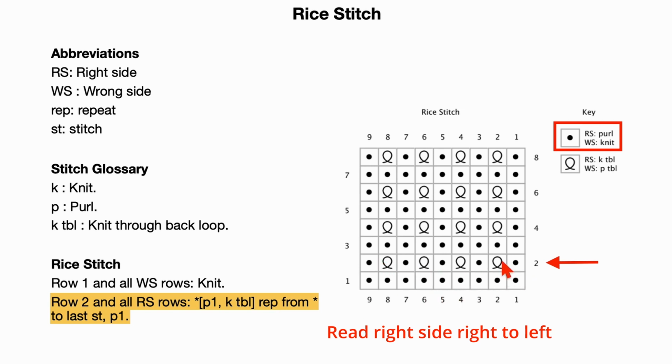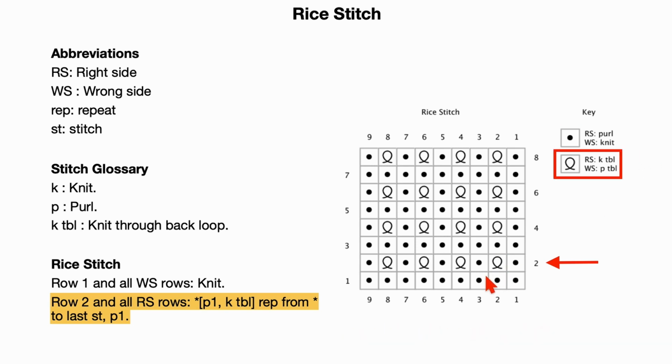So this is the corresponding graph for this row, and recall the dot is the symbol for a purl when you're working the right side. This upward loop is the symbol for knit through back loop when you're working the right side, and when you're working the wrong side you purl through back loop. We don't have any purl through back loop in this pattern, they are all knit through back loop. This will put a pretty twist in the knit stitch.